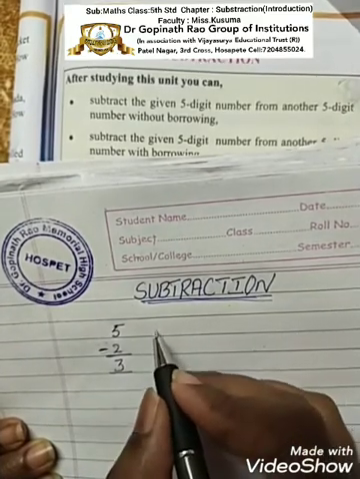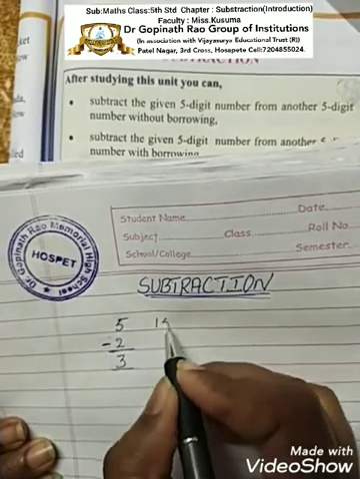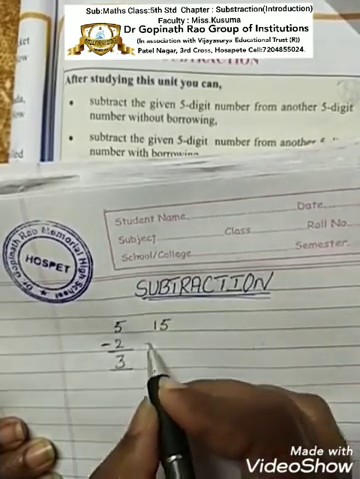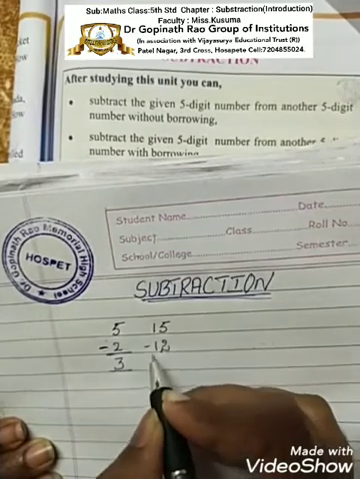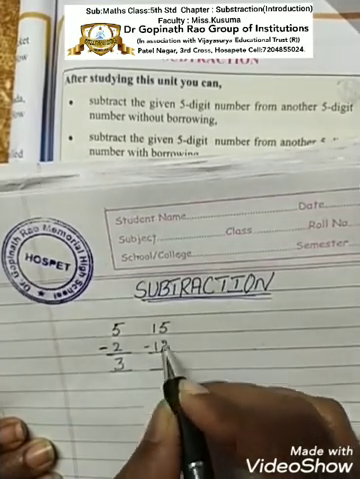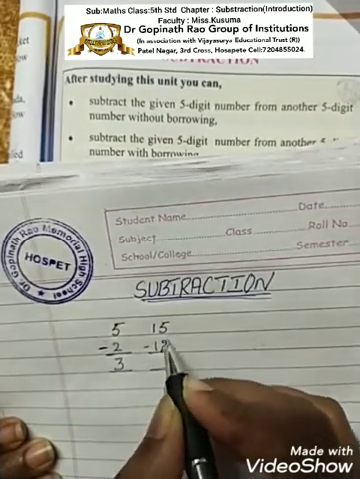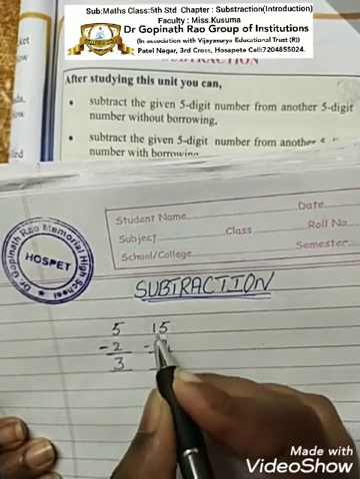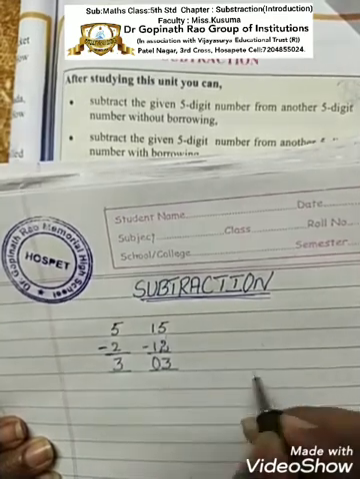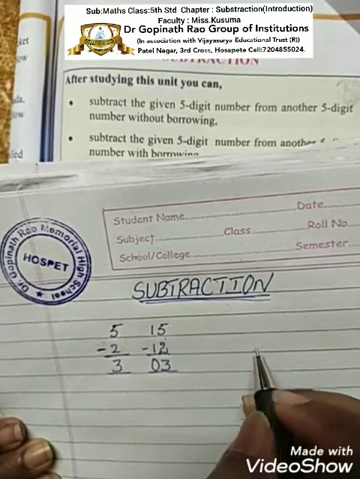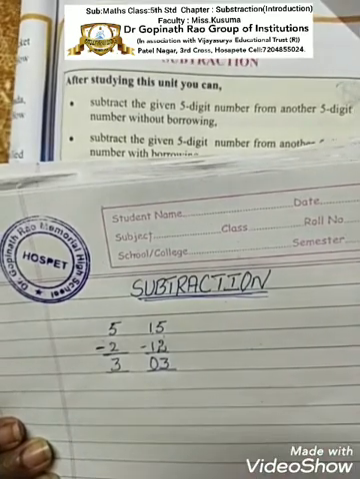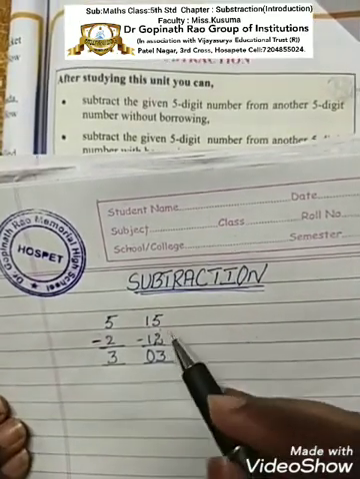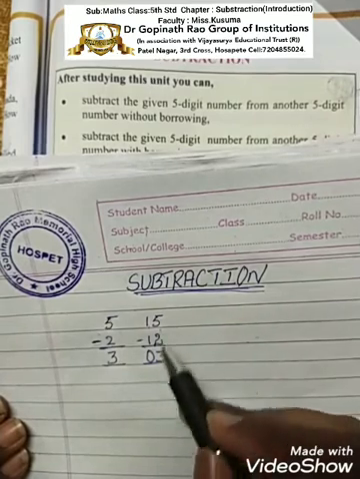Similarly, how to subtract a two digit number? Let us take 15 minus 12. 5 minus 2 is 3. 1 minus 1 is 0. Is it clear, children? Here we are taking the difference of the two given numbers.